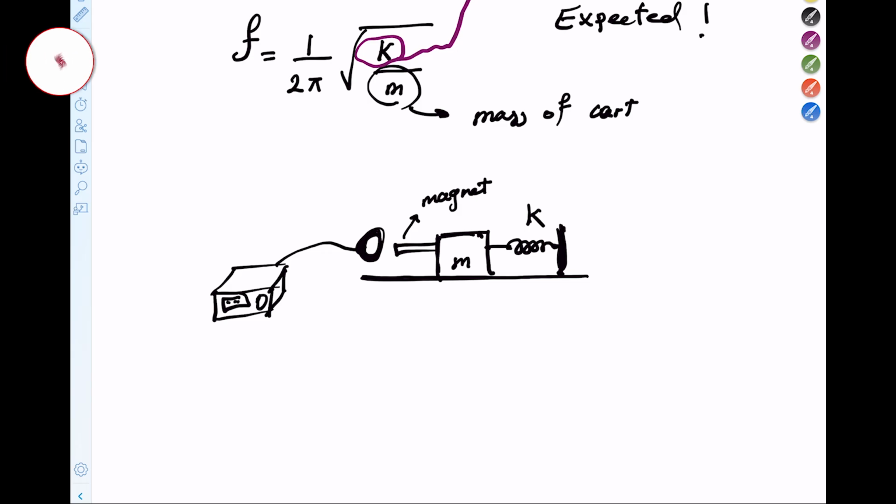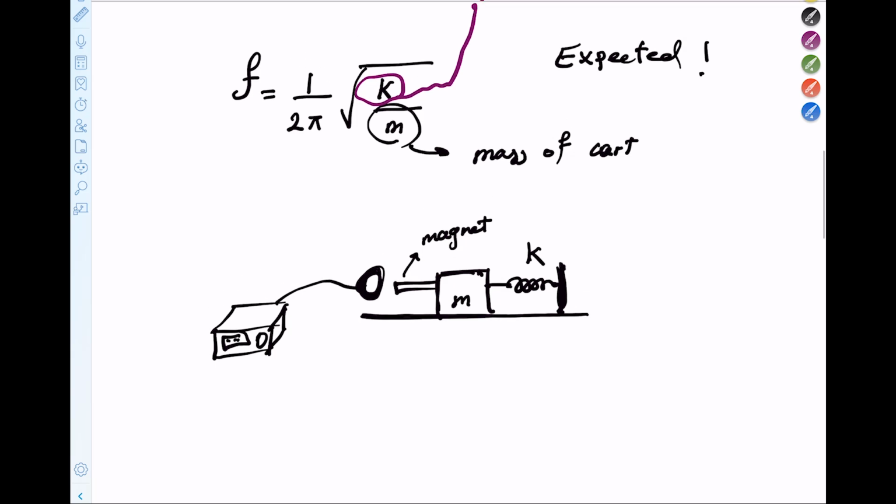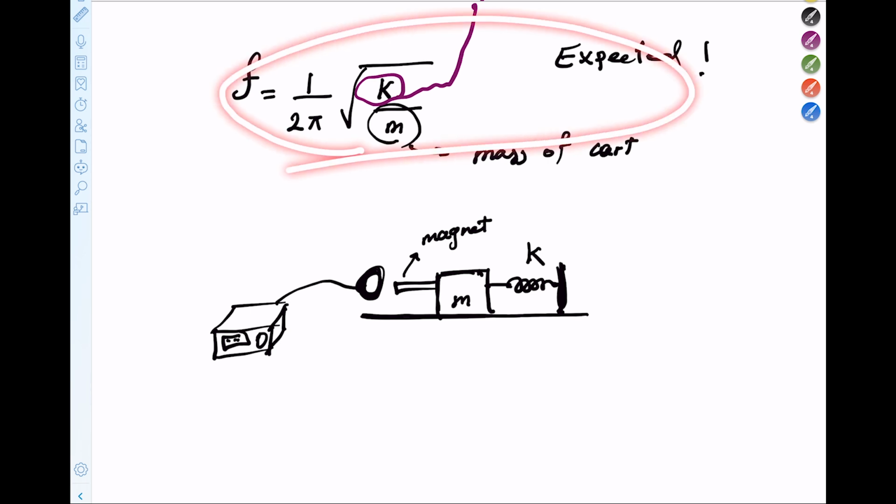Okay, so let's say the resonant frequency for a particular mass spring system would be at frequency, I don't know, 4.75 hertz. All right, hertz is 1/s. Let's say that's the case. That would be the experimental value, and then you want to compare it to the expected value that you have here.